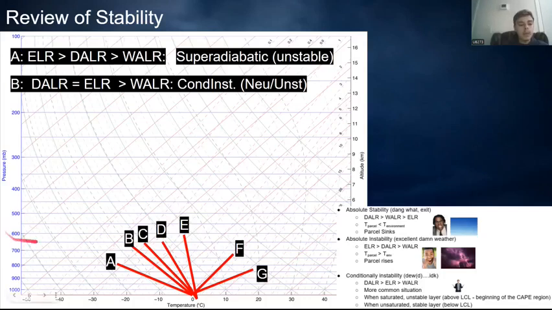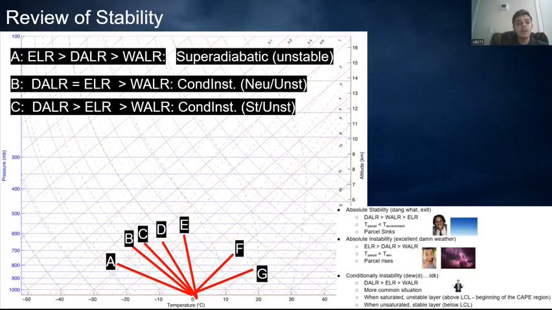Now at B, it's not exactly on a solid line, but it is parallel to the solid line, so it's actually equivalent. That can happen. So we have D equals E, and then they're both greater than the wet adiabatic lapse rate. This is still conditional instability, but we are going to have a neutral atmosphere if we're using the dry adiabatic lapse rate, but we're unstable for the WALR. Because remember, if the environmental lapse rate is greater than a different rate, it's unstable.